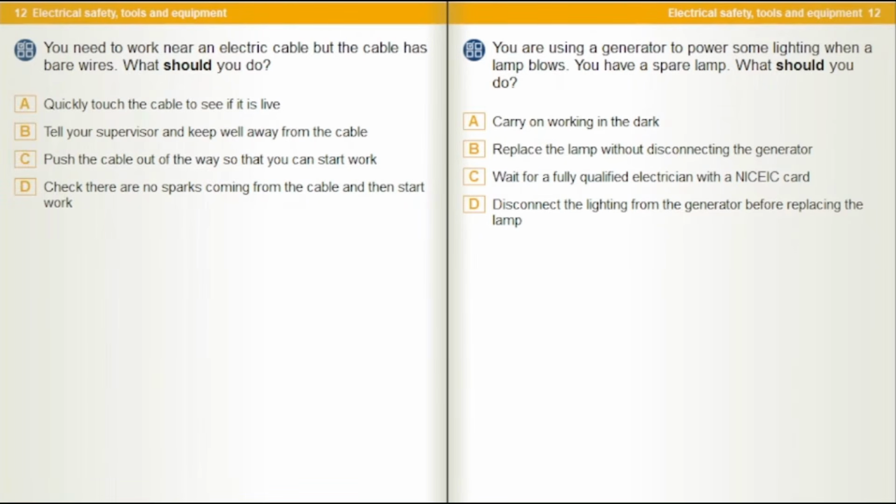You are using a generator to power some lighting when a lamp blows. You have a spare lamp. What should you do? Carry on working in the dark. Replace the lamp without disconnecting the generator. Wait for a fully qualified electrician with a NIC/EIC card. Disconnect the lighting from the generator before replacing the lamp.